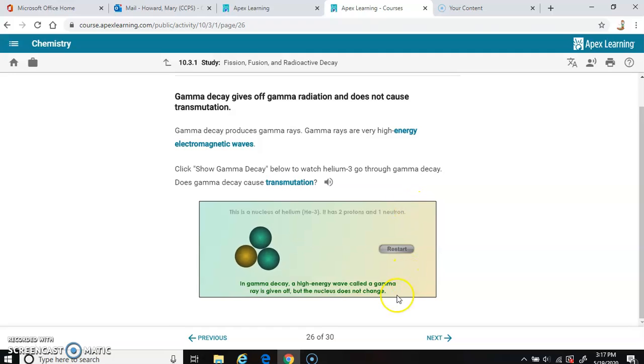Well, not really. The nucleus is not changing. It's still going to have the 2 protons. It's just sending off that electromagnetic wave.